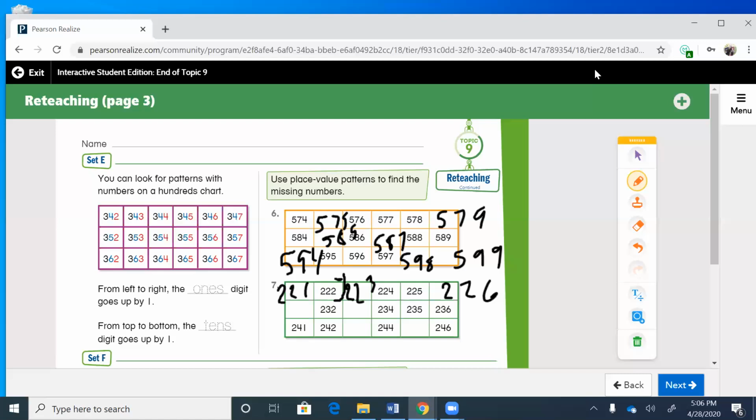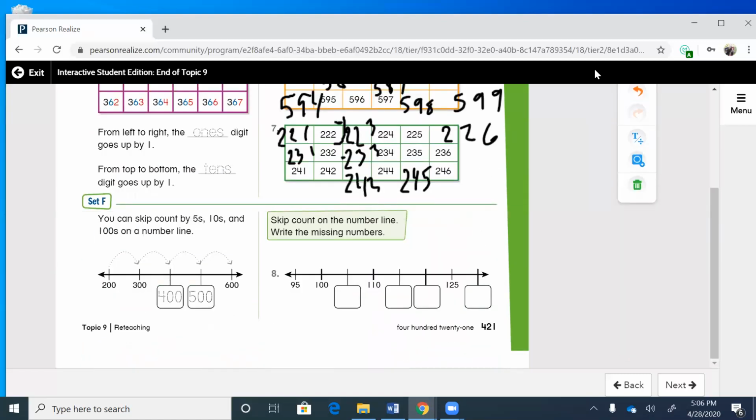And here we have 232. You have to think what comes before. So again, just look at the ones, and it's a 2. What comes before 2? 1, 231, 232, 233, 241, 242, 243. Oh, that's sloppy. 244, 245. And there you have it.